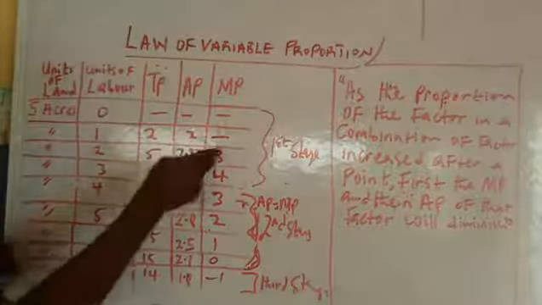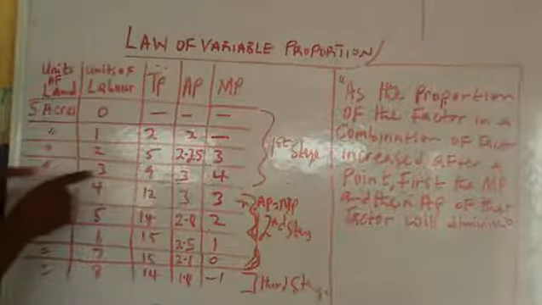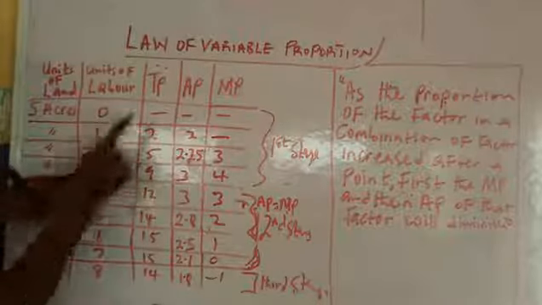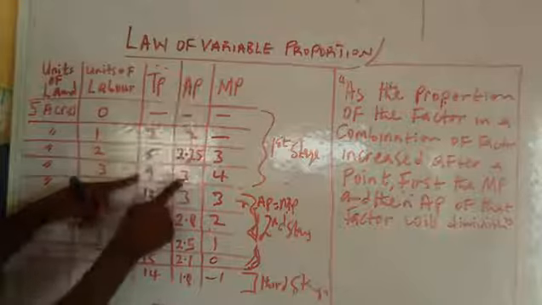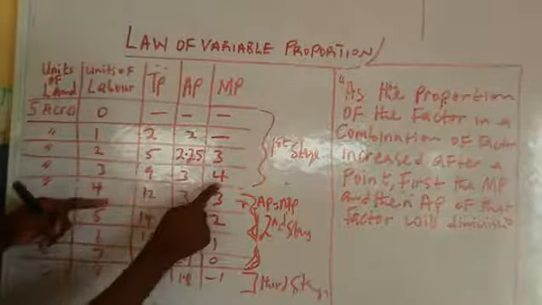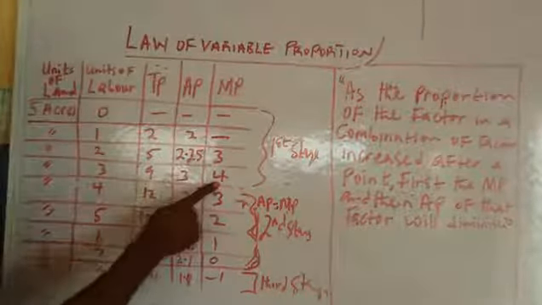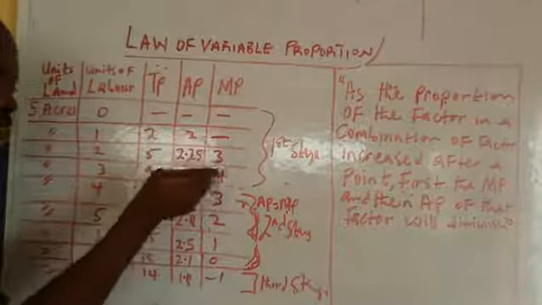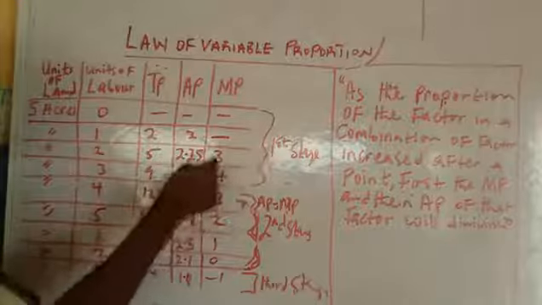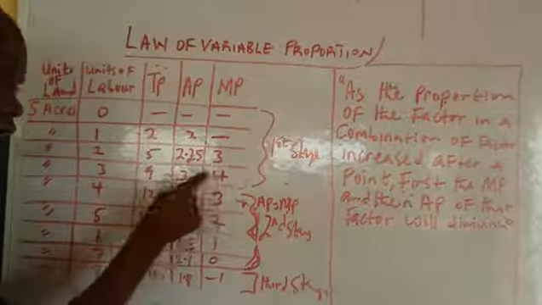You can see what is happening now. When we employ the 3rd laborer, we are able to produce 9. Total product is increasing. Then our average product is now increasing to 3. The marginal product is also increasing to 4. You see, this is what we call increasing at increasing rate. The first stage is called increasing at increasing rate.